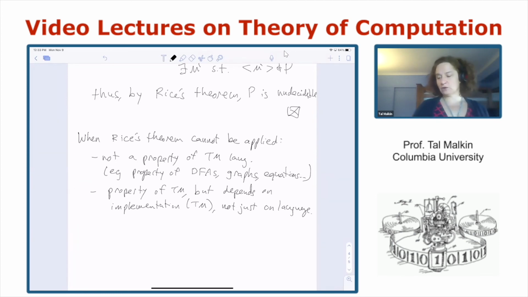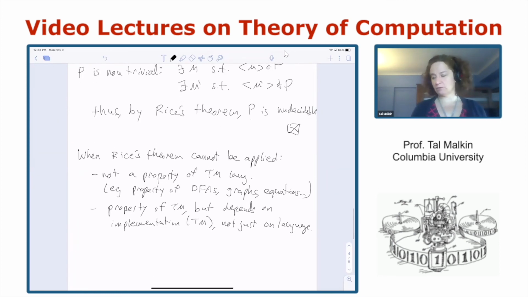Okay, so this completes Rice's theorem and completes this portion of the lecture. And next time, we will talk a little bit more on how to prove undecidability, for example, of things that are not of the form of Rice's theorem. And we will also move on to discussing mapping reductions and how to prove languages are non-recognizable. Okay, thank you.